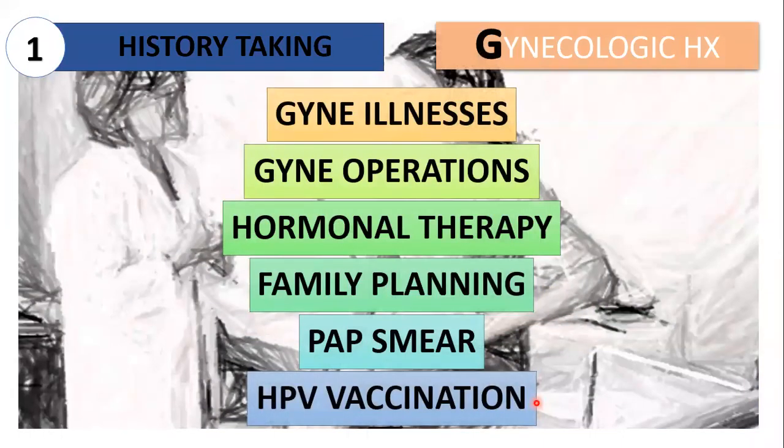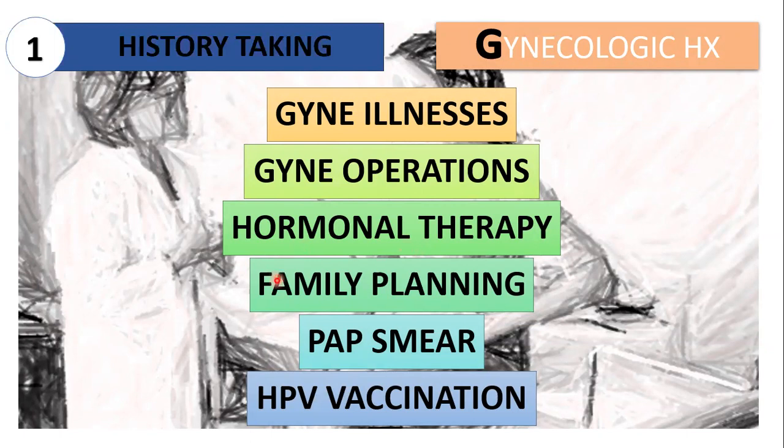As for the gynecologic history, here are the components. We ask about the gynecologic illnesses, like if there is a noted discharge of the patient or previous diagnosis of sexually transmitted infections. And then next would be gynae operations like hysterectomy or bilateral tubal ligation. And hormonal therapy, especially for those who are elderly, receiving estrogen as a hormonal supplement.